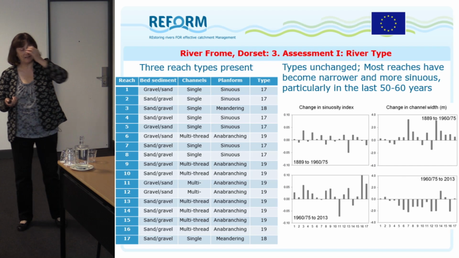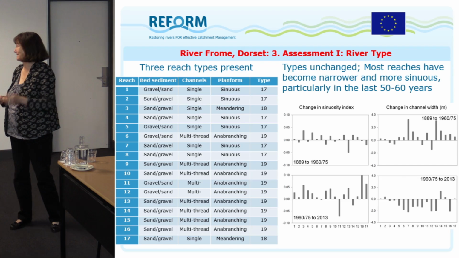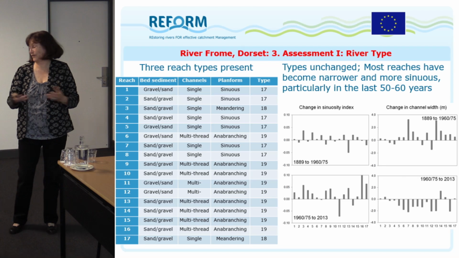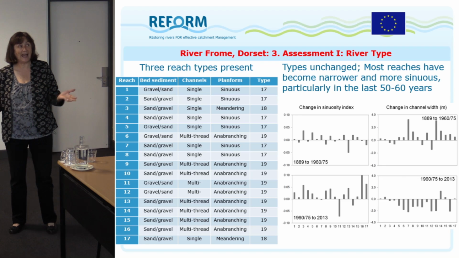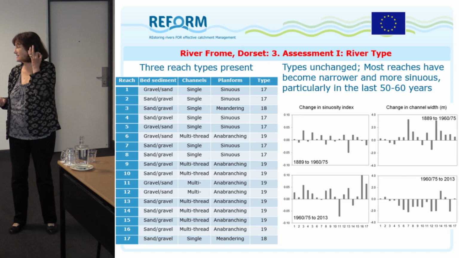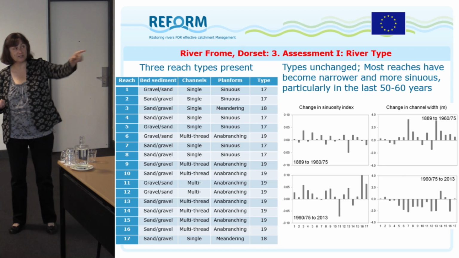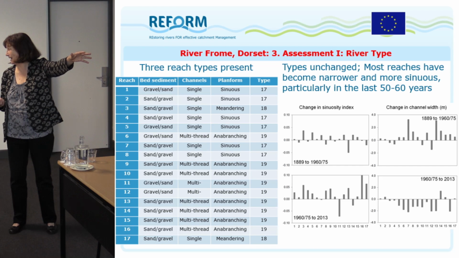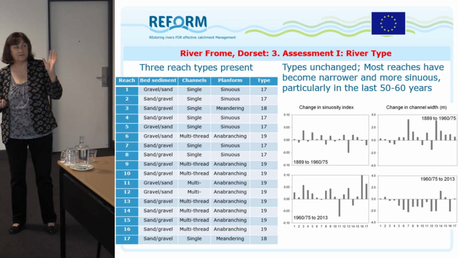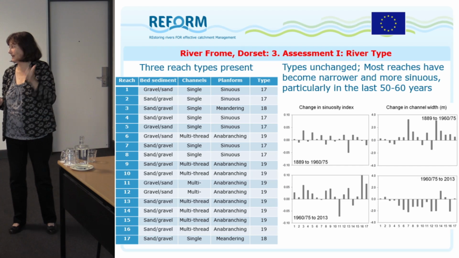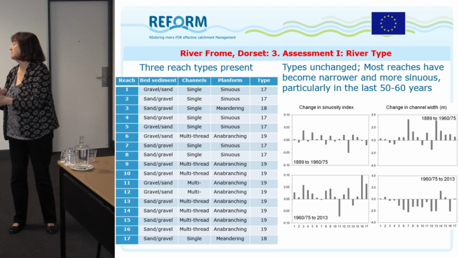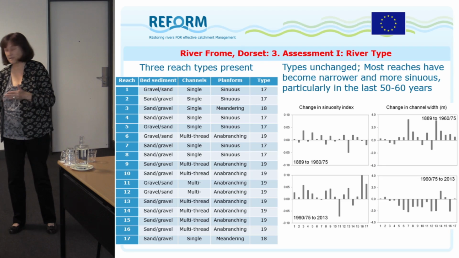And on the right here is the sort of key take-home message, which is in this very low energy system, there have been changes, particularly in sinuosity and in channel width. And there have been some really consistent changes since the 1960 map and the present, in that virtually every reach has shown an increase in sinuosity and a reduction in width. Okay?